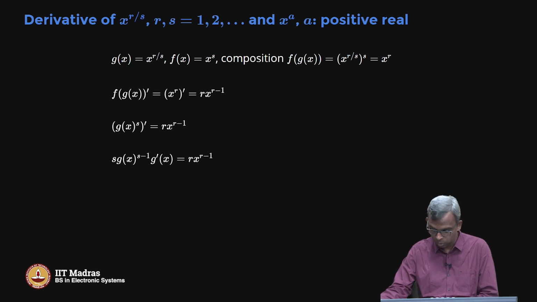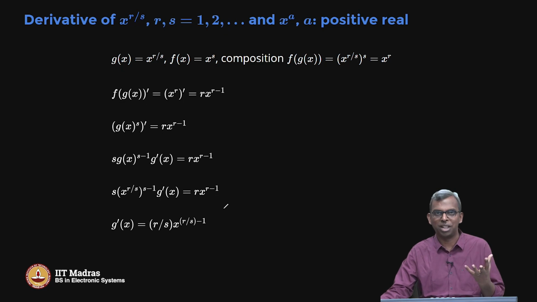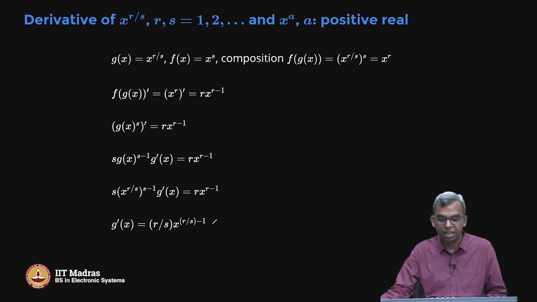What is g of x now? It's x power r by s, so s times x power r by s minus 1, power s minus 1, times g prime of x equals r times x power r minus 1. Now from here to here is a very nice and simple algebraic verification. I'm going to leave it as an exercise to you. Just take this x power to this side, s to this side, and do the computation here to show that this g prime of x is r by s, x raised to the power r by s minus 1.